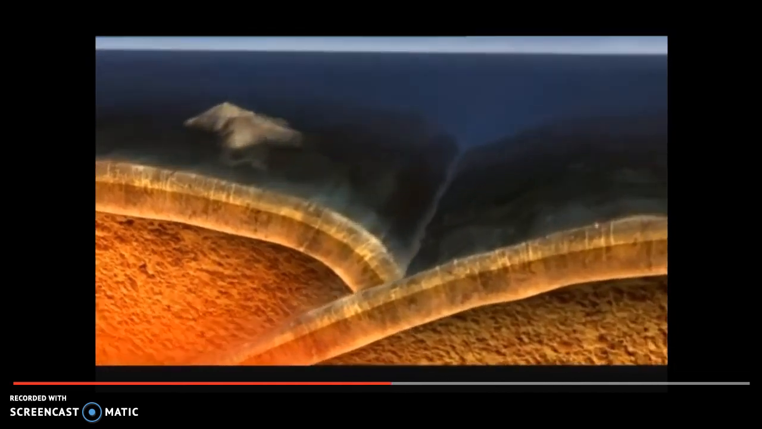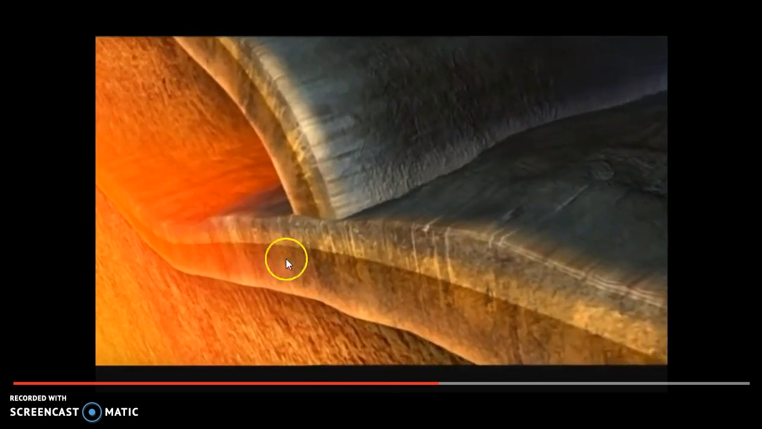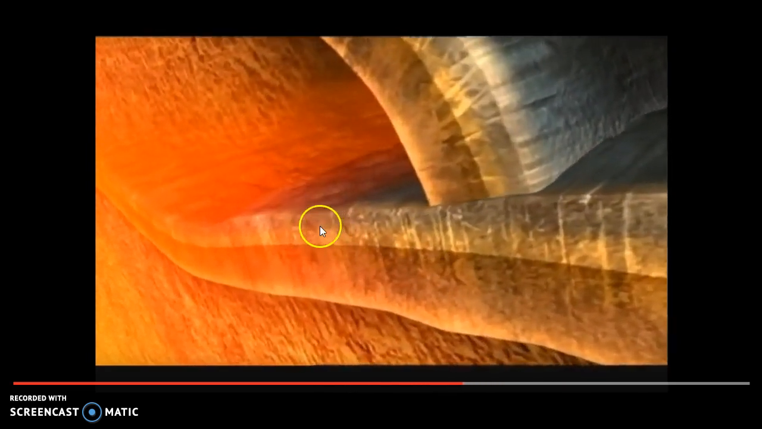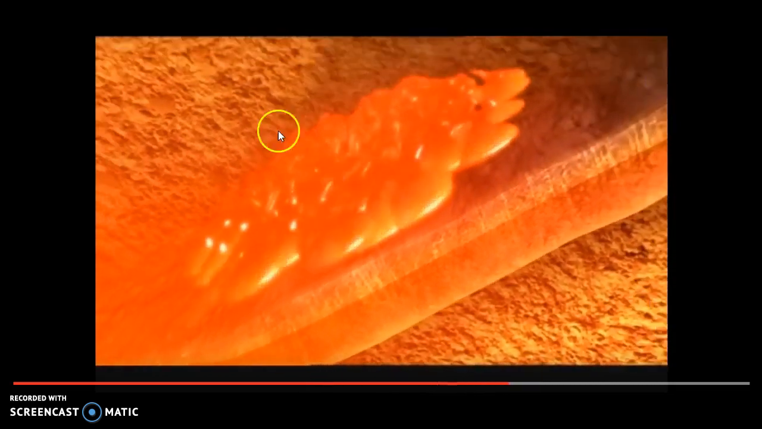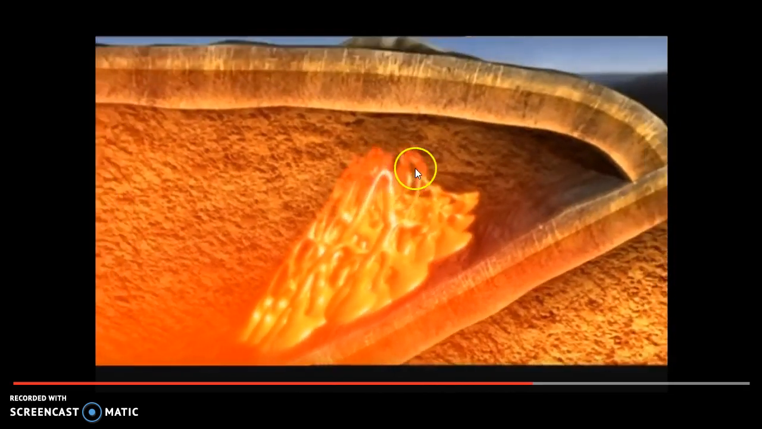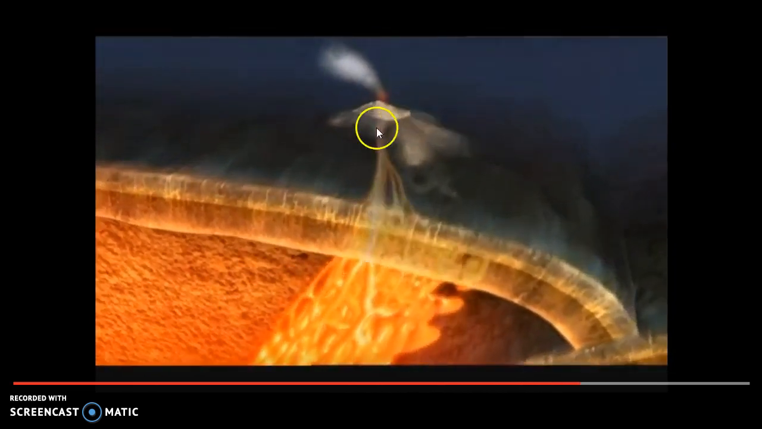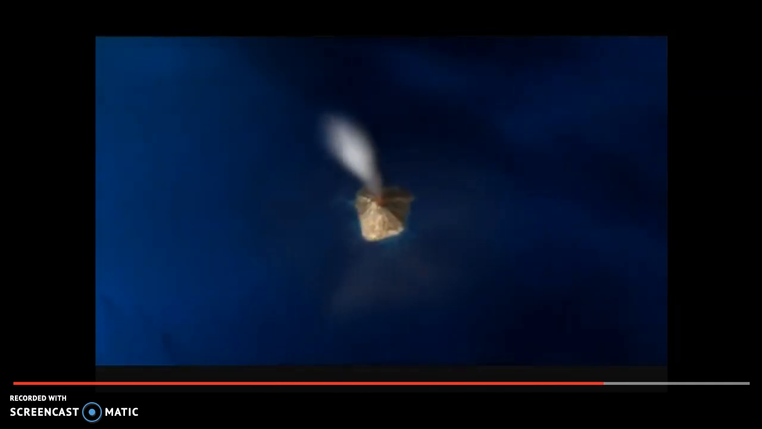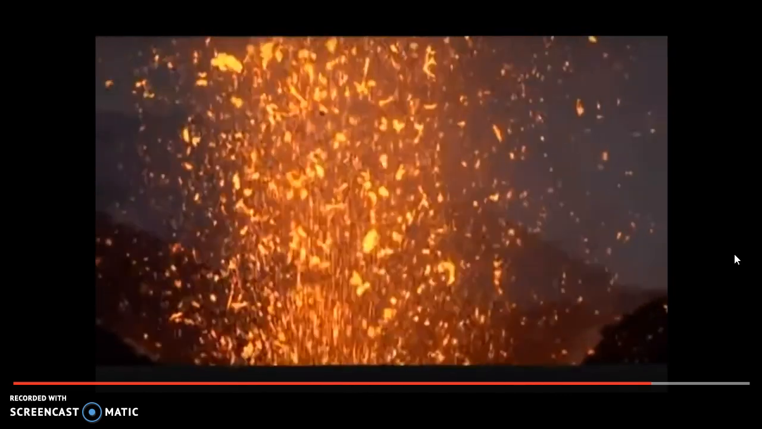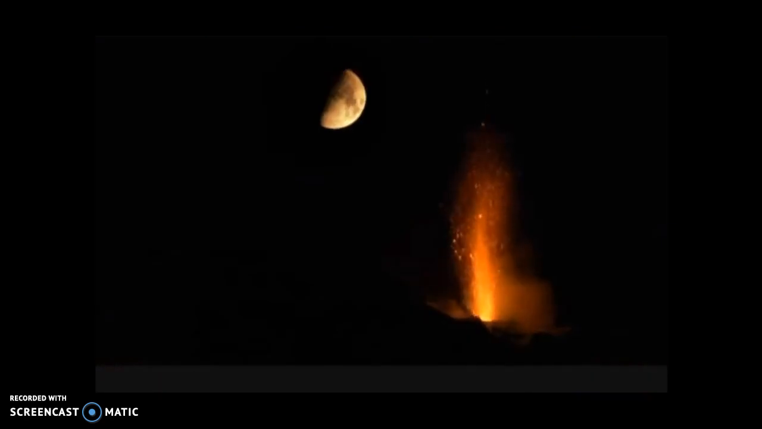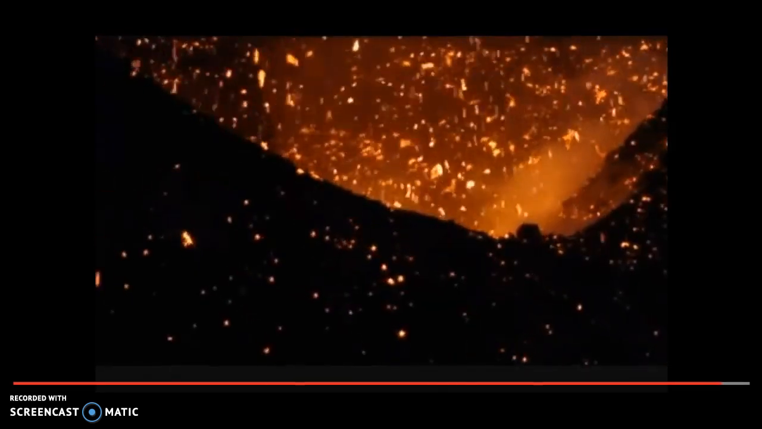You can see now that one plate is going into another, and this movement makes the rocks which are below the crust melt, and the melt goes up to the surface of the Earth, passing through the crust and creating volcanoes. Volcanoes are created because of the pressure of the mantle, because of the movements of the tectonic plates. This is unbelievable.